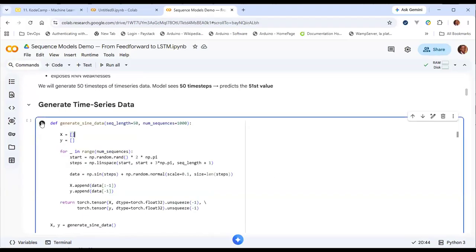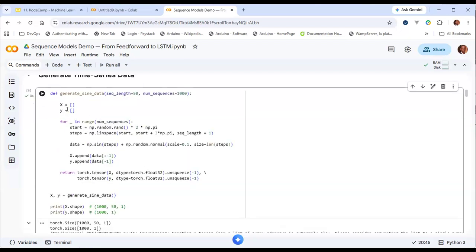So anyway, this is sine wave data. So basically it just uses a sine equation. I'm going to get better data from Kaggle for this. I'll be looking for that to see if we can get better data.